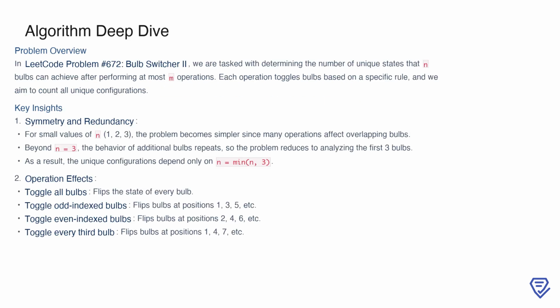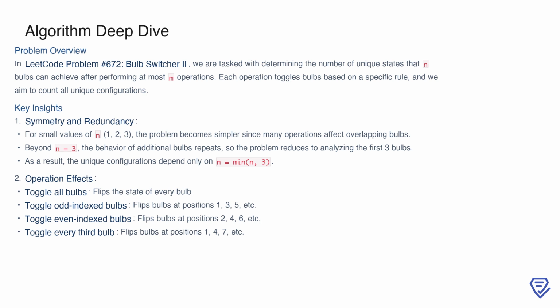In this problem, we are tasked with finding the number of unique states that can be achieved for a set of n bulbs after performing at most m operations. Each operation toggles certain bulbs based on a specific rule, and the goal is to determine how many distinct configurations of bulb states are possible.